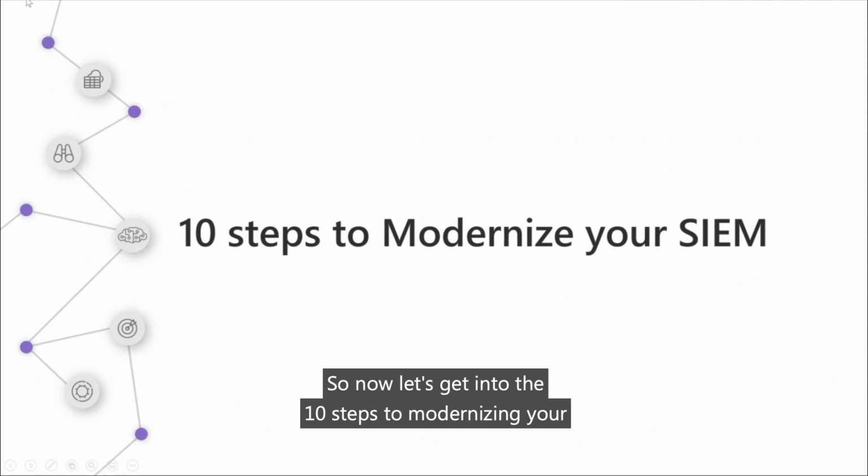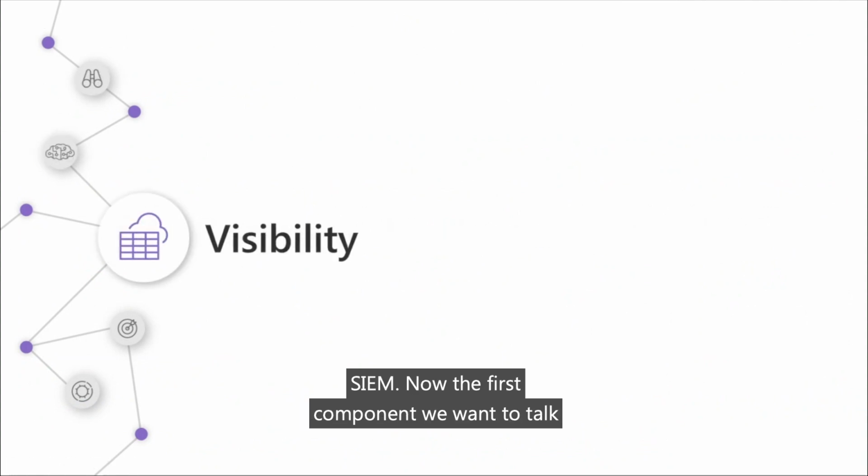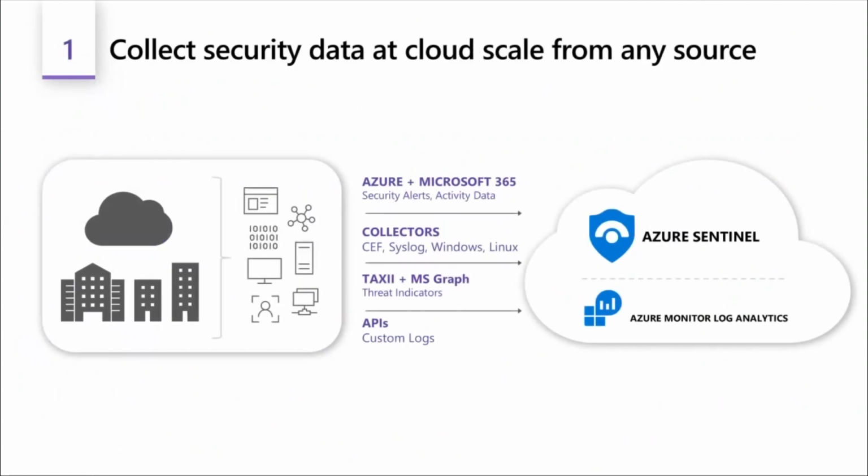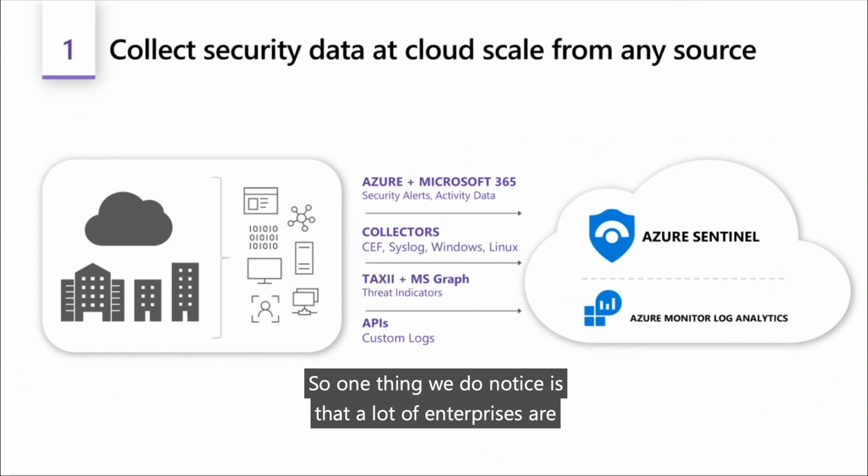So now let's get into the 10 steps to modernizing your SIEM. The first component we want to talk about is visibility. One thing we do notice is that a lot of enterprises are familiar with ingesting traditional on-prem log sources. So when you think about log collection, you think about things like your servers, your network switches, routers, your perimeter protection technologies, your firewalls, your IPS, things like that.